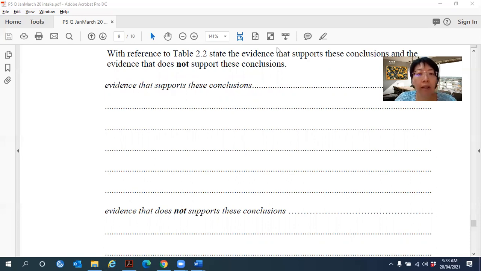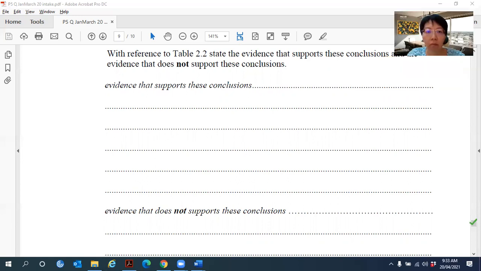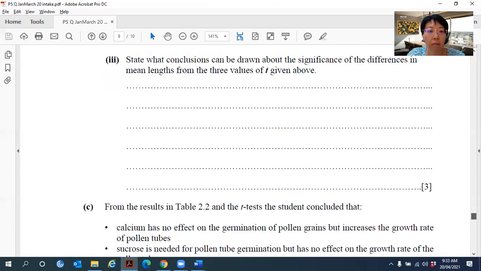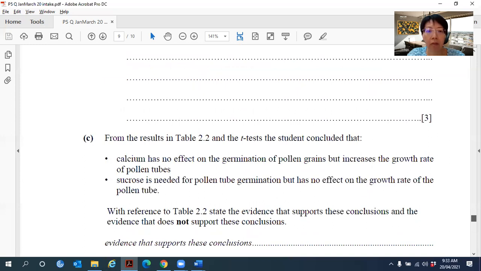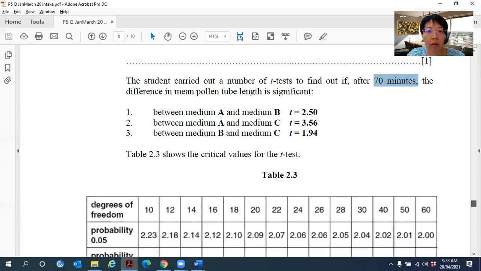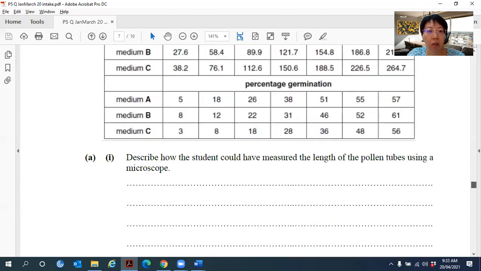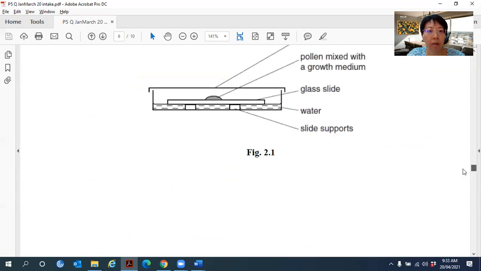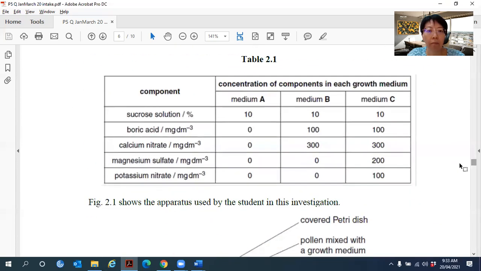Right, so let's look at evidence that supports the conclusion about, hang on, we're talking about calcium, right? Okay, calcium has no effect on germination of pollen grains, but increases the growth rate. So can we say that or not? So go to the medium. Go right to the medium to check. Okay.